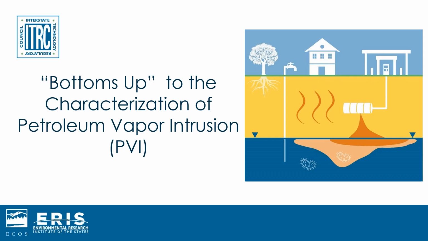In this video, we will be discussing why ITRC recommends a bottoms-up approach to characterizing petroleum vapor intrusion sites, one that focuses initially on the vapor source, for example, whether it's LNAPL or dissolved phase, then on the pathway and the effects of biodegradation in the vadose zone, and lastly on the receptor and some of the issues encountered with the sampling of vapors inside buildings and below building foundations.